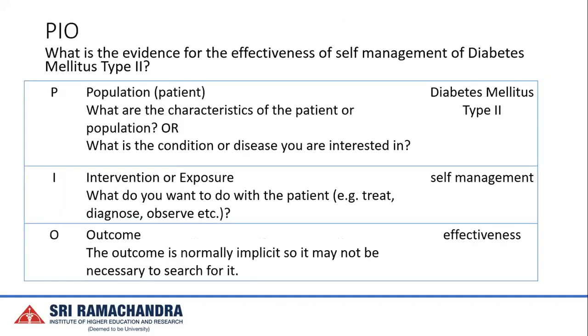The next model is the PIO model. Here you don't have a comparison. So what is the evidence for the effectiveness of self-management of diabetes mellitus type 2? Here there is only the intervention, no comparison. The population is diabetes mellitus type 2, the intervention is self-management, and the outcome is the effectiveness. So that is the next model.